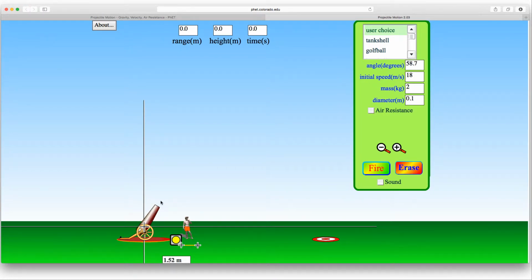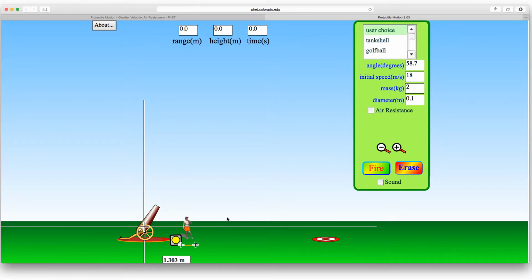We have a tape measure should we want to measure distances. You'll notice that it's in meters, so we are in the metric system. And we can launch various things. We have our angle, our initial speed, the mass of our object, and the diameter of the object. Without air resistance, the diameter won't make any difference.